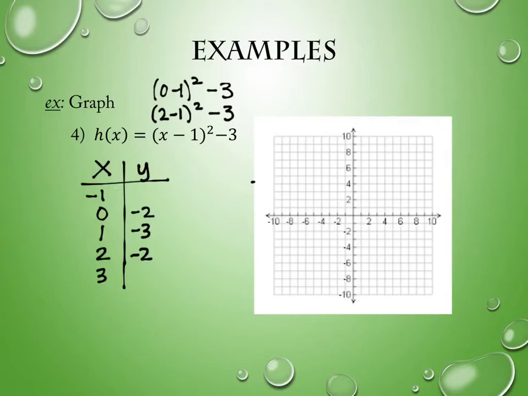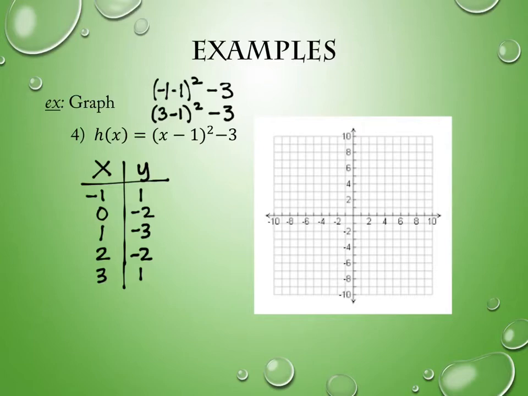So let's try the next values. The next values are supposed to be 3 and negative 1. So what is 3 minus 1? 2. 2 squared is 4, and then 4 minus 3 would be 1. The other one's negative 1. What is negative 1 minus 1? Negative 2. Negative 2 squared is 4, and 4 minus 3 is 1.